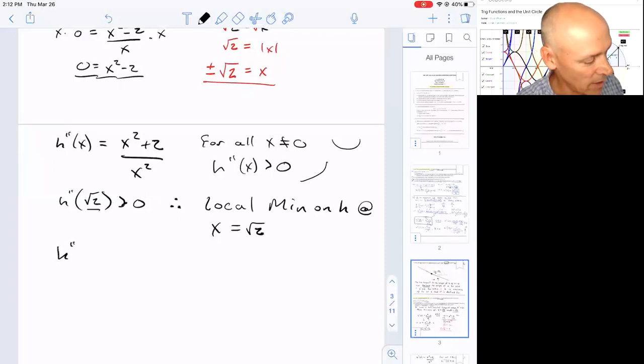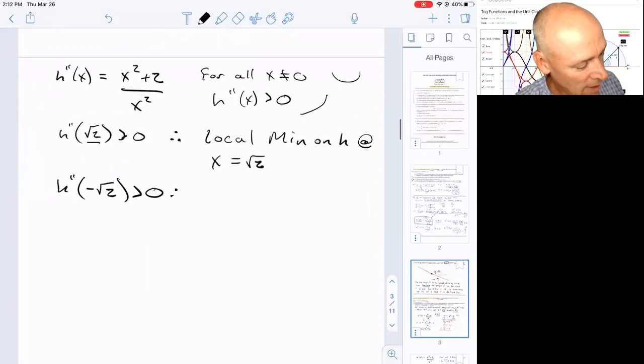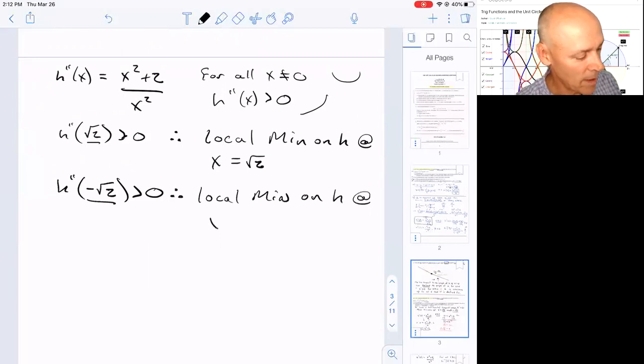And then again, it doesn't matter if the x is positive or negative. The second derivative is going to have a positive value. Therefore, I also have a local min on h at x equals negative root 2.